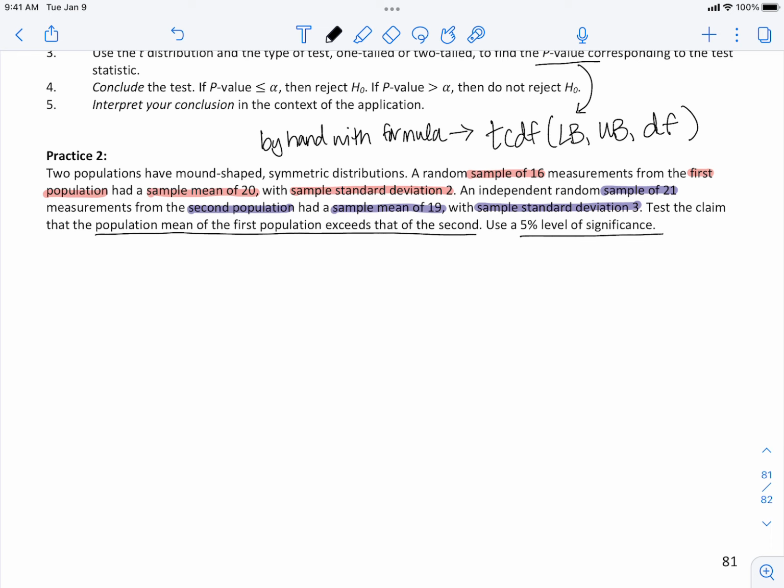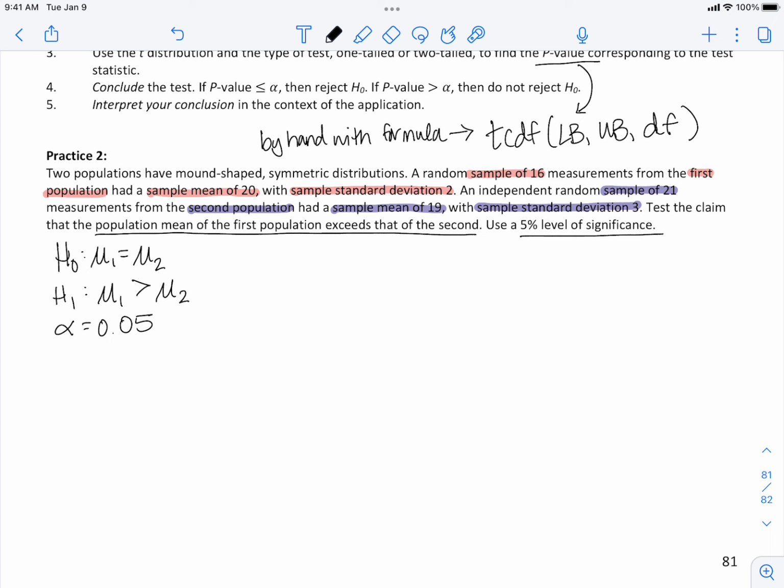So start with writing our hypotheses. Our null hypothesis, mu1 is equal to mu2. Our alternate hypothesis says the population mean of the first population exceeds that of the second. So that's going to be mu1 is greater than mu2. Our alpha is 0.05.